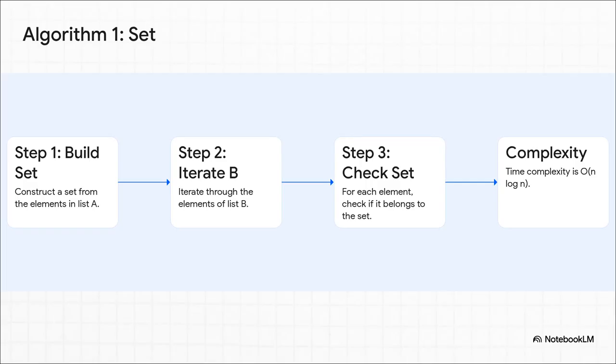The logic is pretty straightforward. We'll take the first list of numbers and just dump them all into a standard set. This automatically handles duplicates for us. Then we just walk through the second list one number at a time, and for each one, we ask the set, hey, have you seen this number before? Since each check in a set takes O(log n) time, and we do this n times, our total complexity is O(n log n).